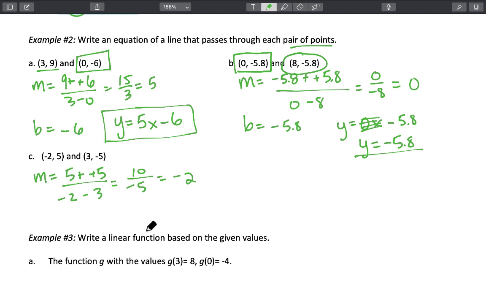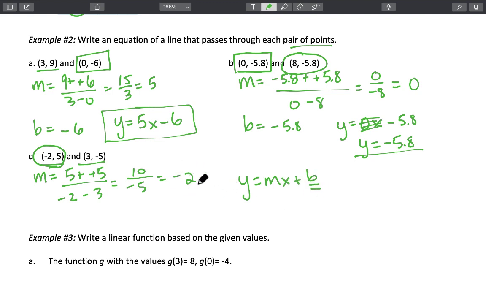Next, we're going to find our y-intercept. But this is tricky. We're not actually given what our y-intercept is. That's okay. We can use one of these 2 points to find it. The way we're going to do that is we're going to substitute one of those 2 coordinates into y equals mx plus b, and we're going to solve for b.